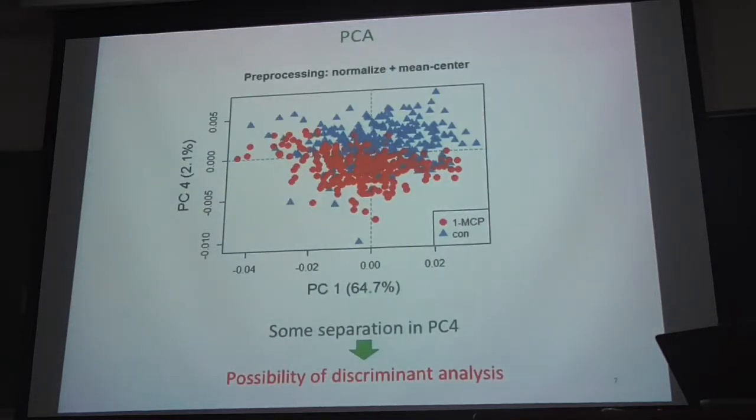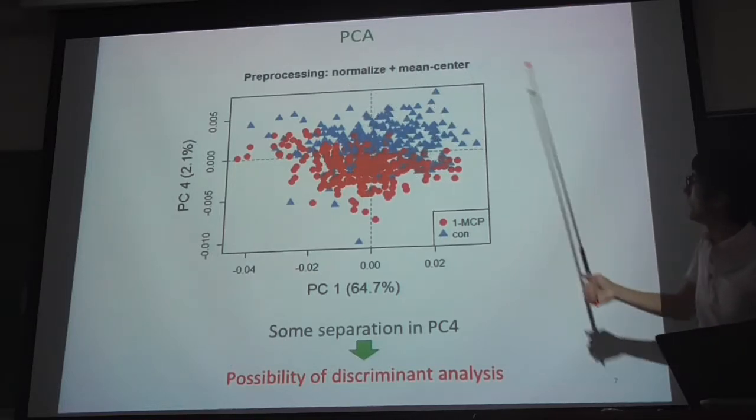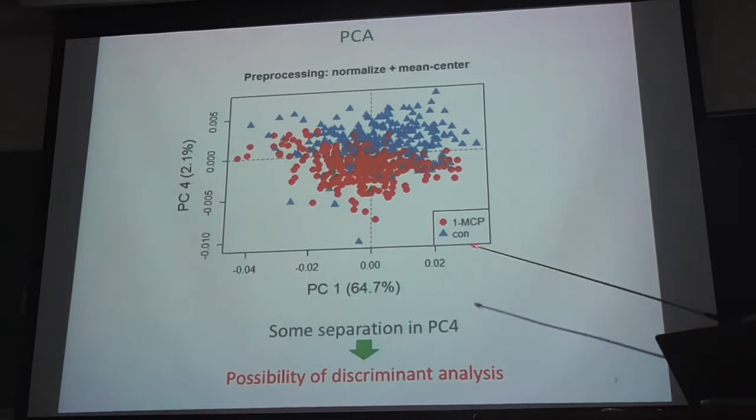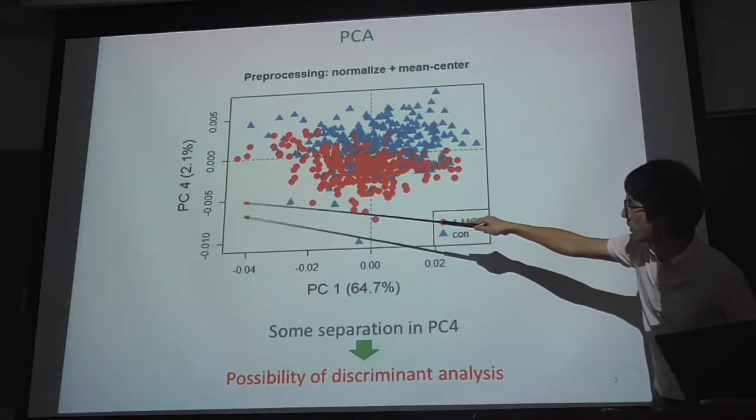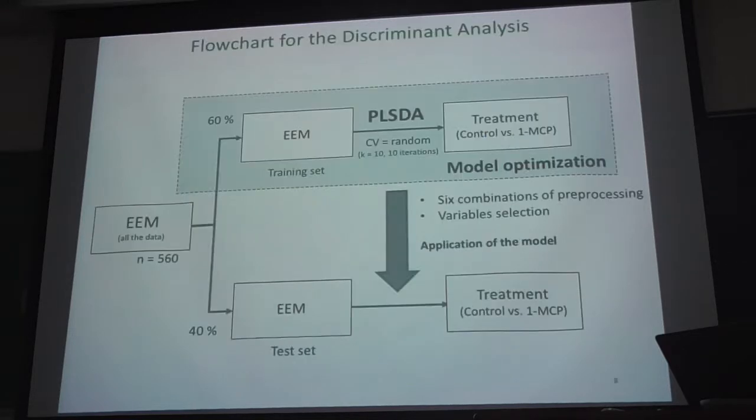So this is a score plot from the PCA, and we use pre-processing of normalization and mean centering. And in principal component 4, we could see some separation. So we thought that maybe we can discriminate these samples with further discriminant analysis. So we tried PLS-DA.